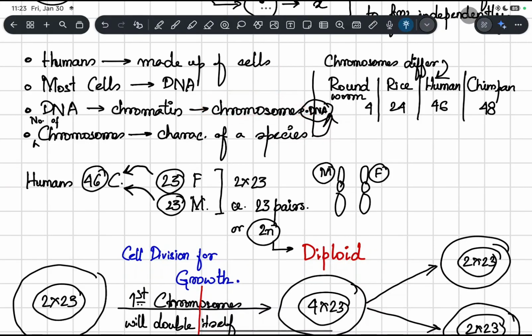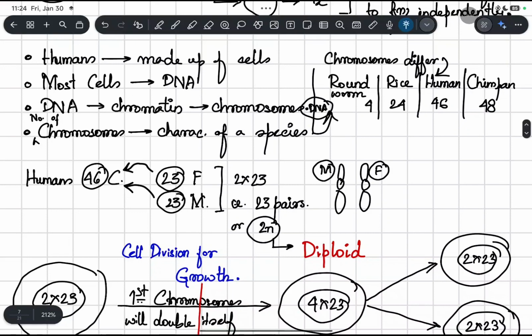So what are the distinct characteristics of species? The number of chromosomes a species has gives the species a certain character. For example, a roundworm has only 4 chromosomes, whereas rice has 24 chromosomes. Humans have 46, and chimpanzees have 48. So that is the reason humans and chimpanzees are so similar. Not exactly identical, but you can understand what I mean. The difference is very small.